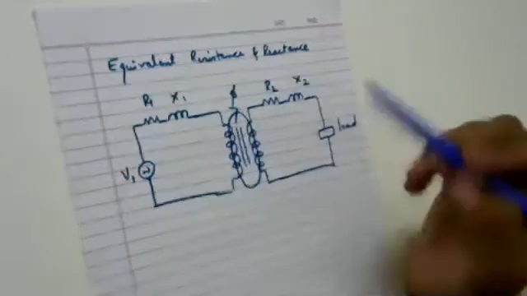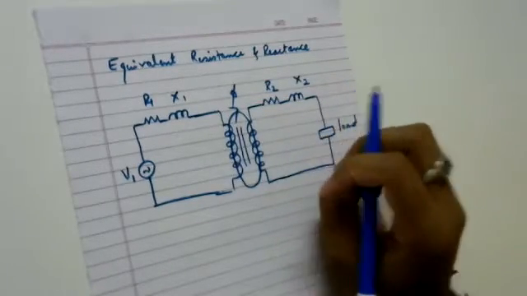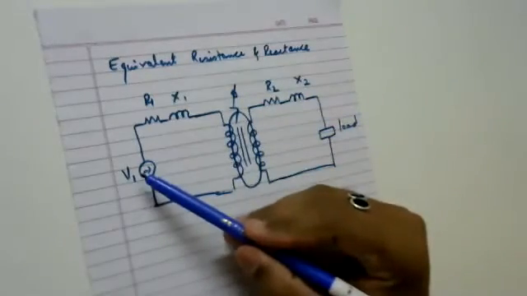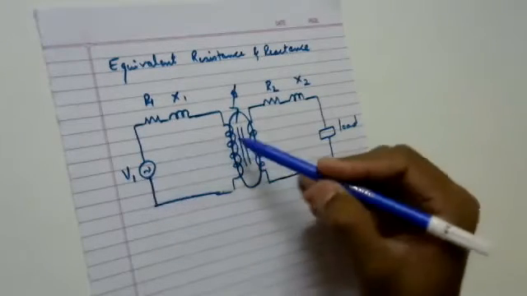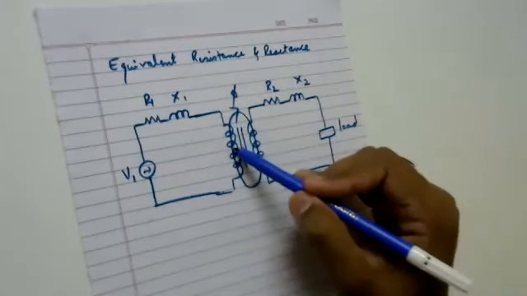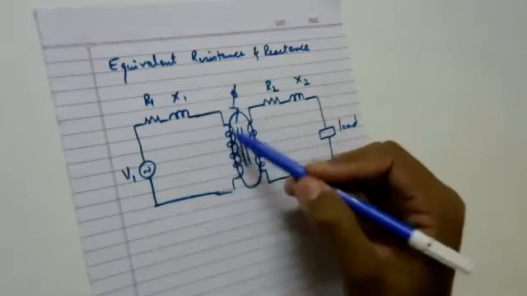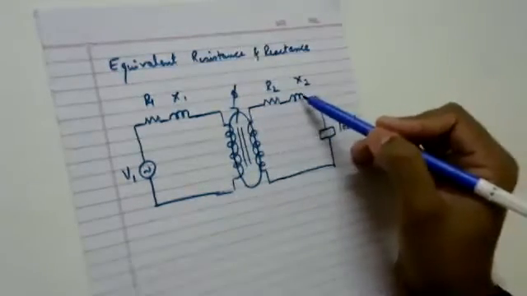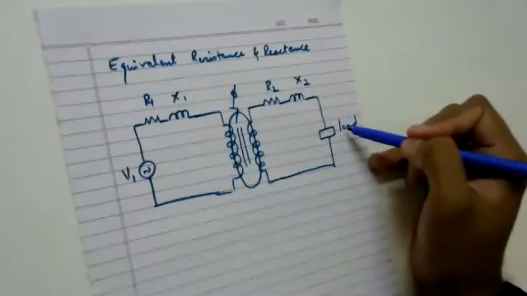So we'll be learning about this particular topic. Let me start by introducing you to the components of this circuit. Here V1 is the AC voltage excited on the primary winding. R1 is the resistance of the primary winding. X1 is the leakage reactance of the primary winding. R2 is the resistance of the secondary winding. X2 is the leakage reactance of the secondary winding. This is my load, right?